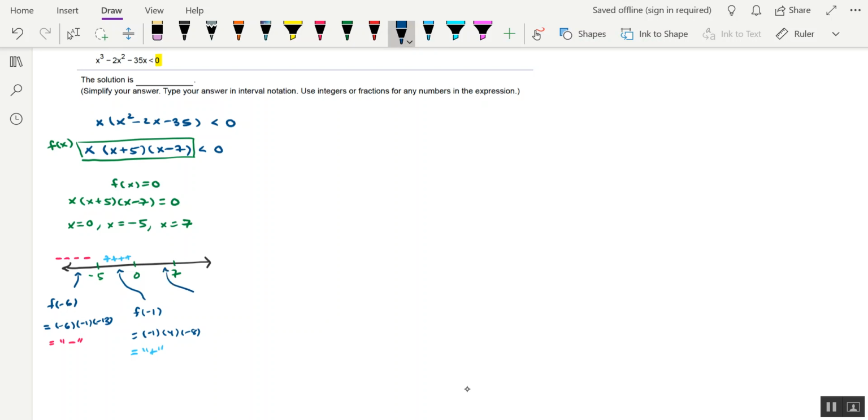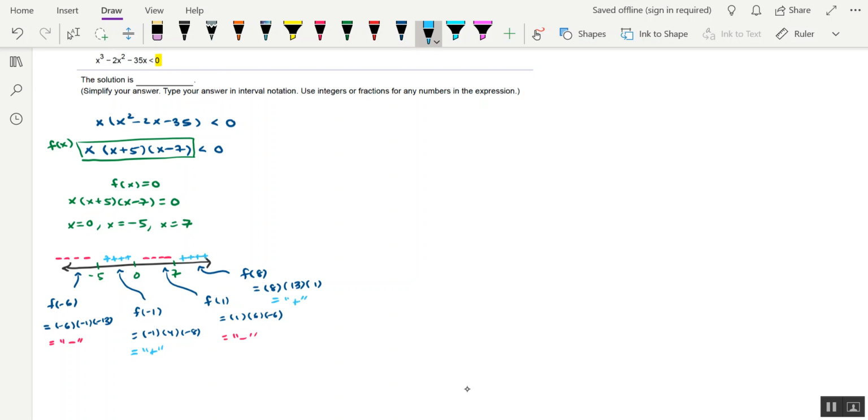And you continue doing this process until you've checked all of the different sections of the number line. So for example, if I picked 1, since that's between 0 and 7, I would have 1 times 6 times negative 6, and the end result of all that would be a negative number. And if we were to plug in 8 into the function, we'd have 8 times 13 times positive 1, and the end result of all that is a positive number.